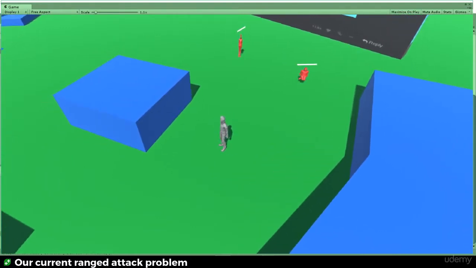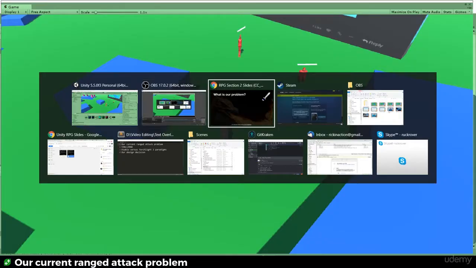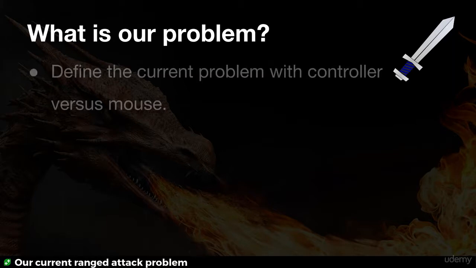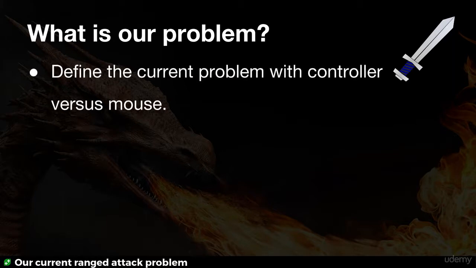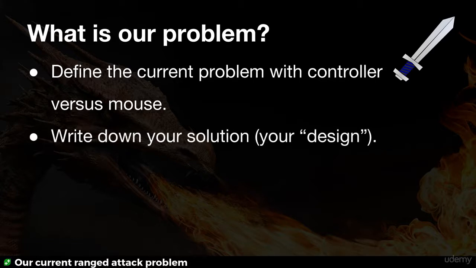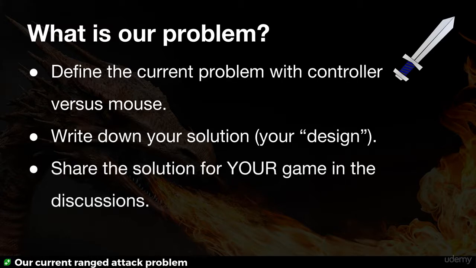So I want you to have a think about it. Here's our challenge. Given that we don't have this mouse cursor, what is our problem? And this is part of being a designer, is about problem solving. Game design really is finding the problem and solving the problem in the most efficient and elegant manner. So define the current problem with the controller versus the mouse to do with ranged attack. What is the problem that we're going to have? And then write down your solution, and this is going to be your design, because the design is the solution to the problem. And then share the solution for your particular game in the discussions.